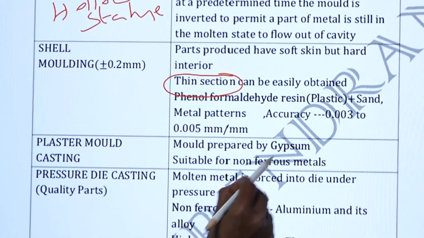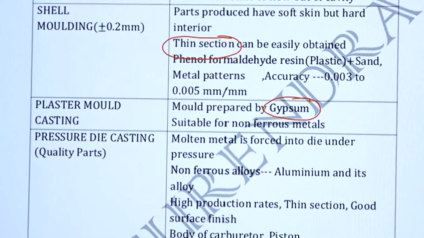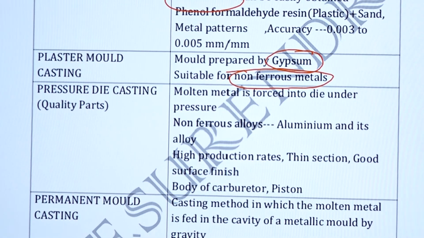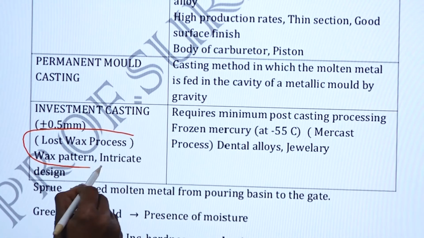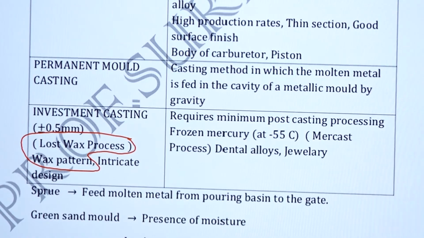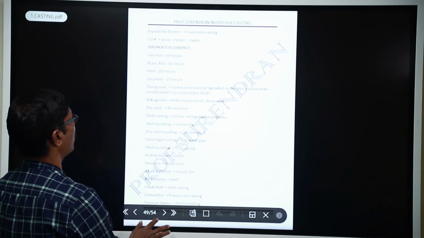Plaster mold casting, the mold is prepared with gypsum. So it is used for non-ferrous metals. And investment casting, it is a lost wax process, where the wax pattern is used. So these are some of the processes that have to be remembered from the competitive examination point of view.